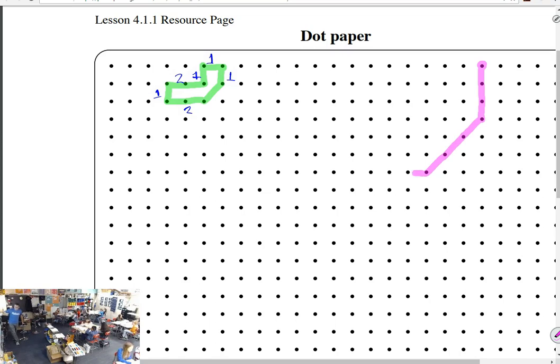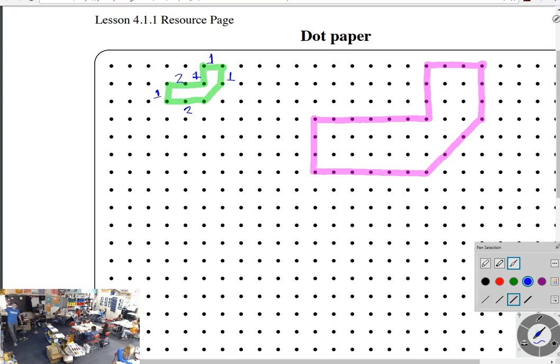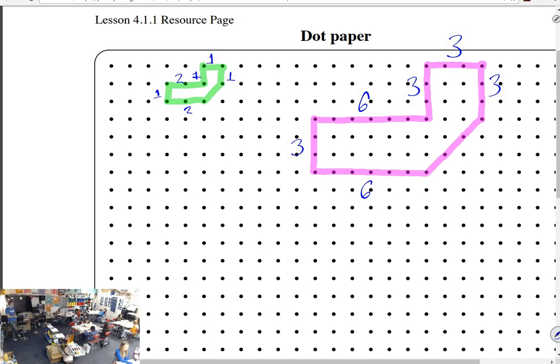Then you guys told me 6 already. 1, 2, 3, 4, 5, 6 for the bottom. How tall on the left side? 3. Then another 6, 1, 2, 3, 4, 5, 6, and then 1, 2, 3, and over. And make sure we label all of those. Got 3, 3, 3, 6, 3, 6. Any questions on how we draw?